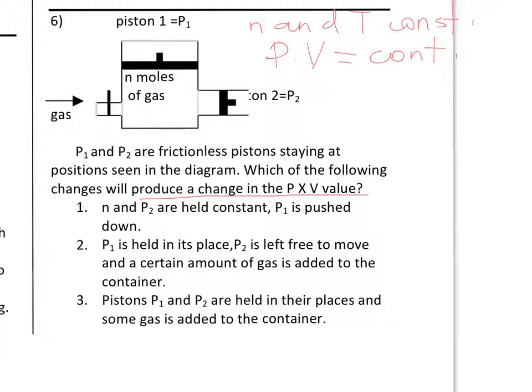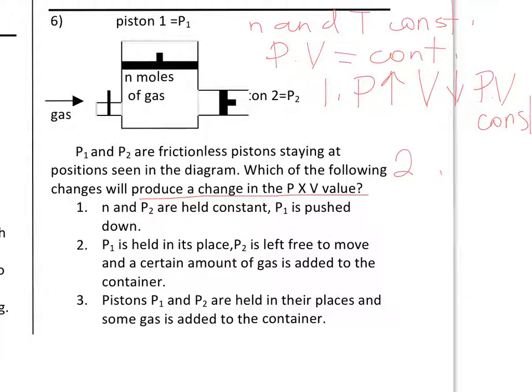In number 1, it says N, number of moles, and P2, piston 2, are held constant, piston 1 is pushed down. If piston 1 is pushed down, that means pressure will increase and volume will decrease. In that case, P times V will be constant. So, it will not change.